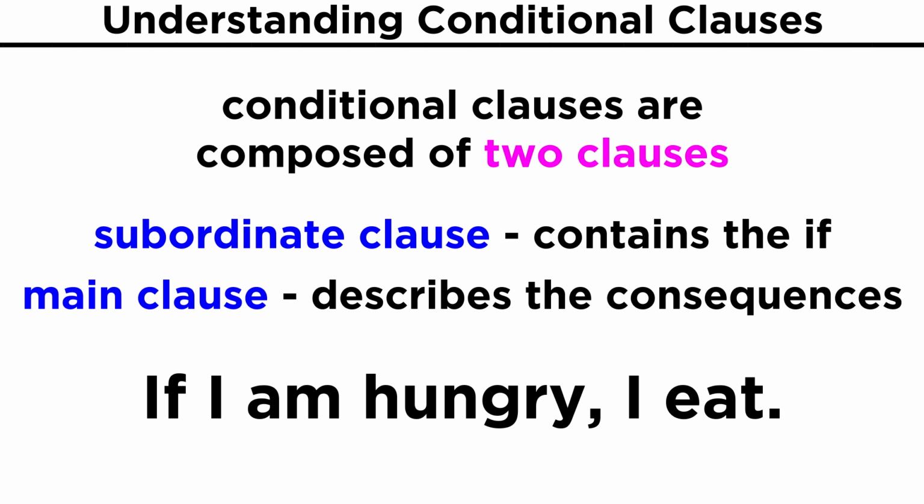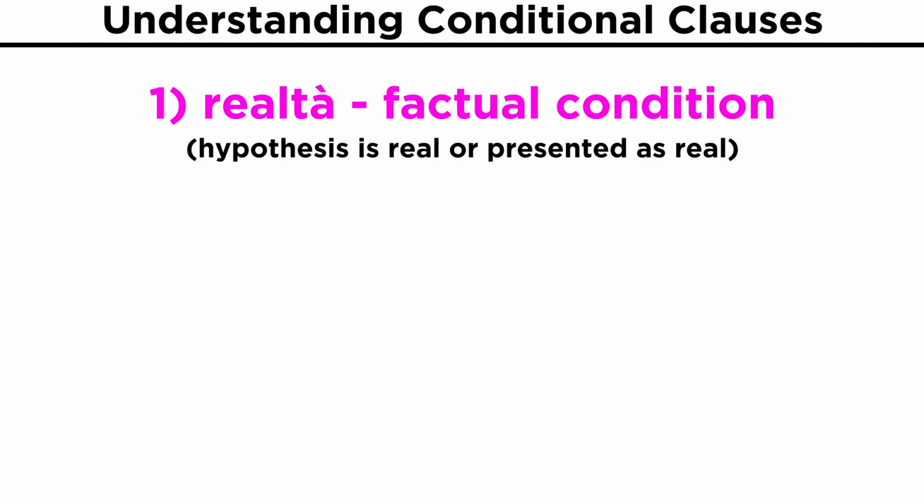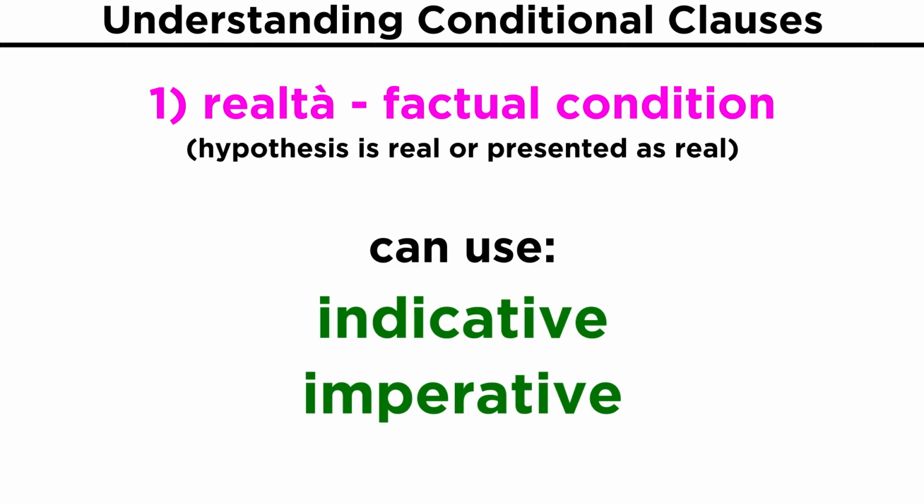However, things get more complicated when we realize that there are different degrees of reality or probability that can be indicated in the if clause. Specifically, there are three conditions. The first type is called realtà, or the factual condition. This is when the hypothesis is either real or presented as real. Realtà uses all tenses of the indicative or imperative, which can be reasonably mixed.